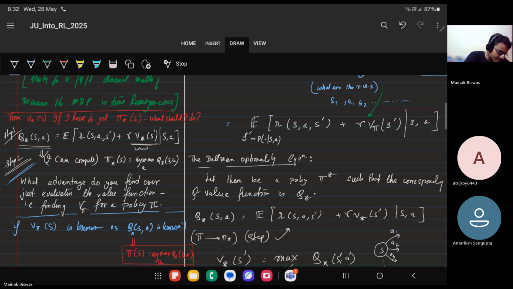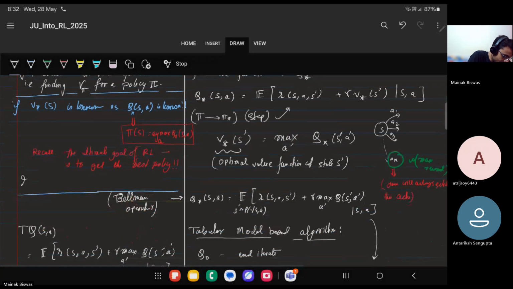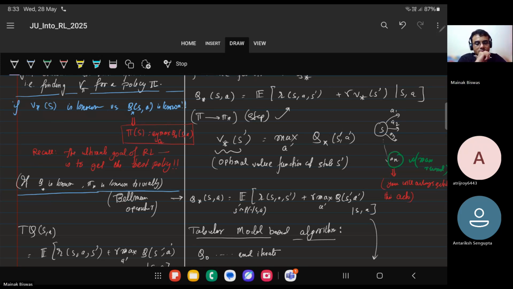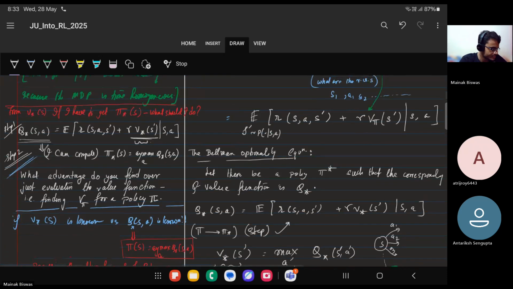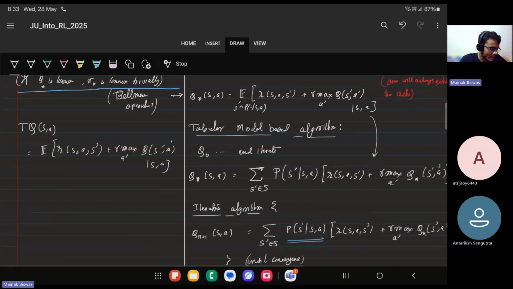Clear? Rather, if Q is known, pi star is known trivially. Okay? Fine? Is it okay, Antariksh? Yes. So this is the advantage of Q-learning.